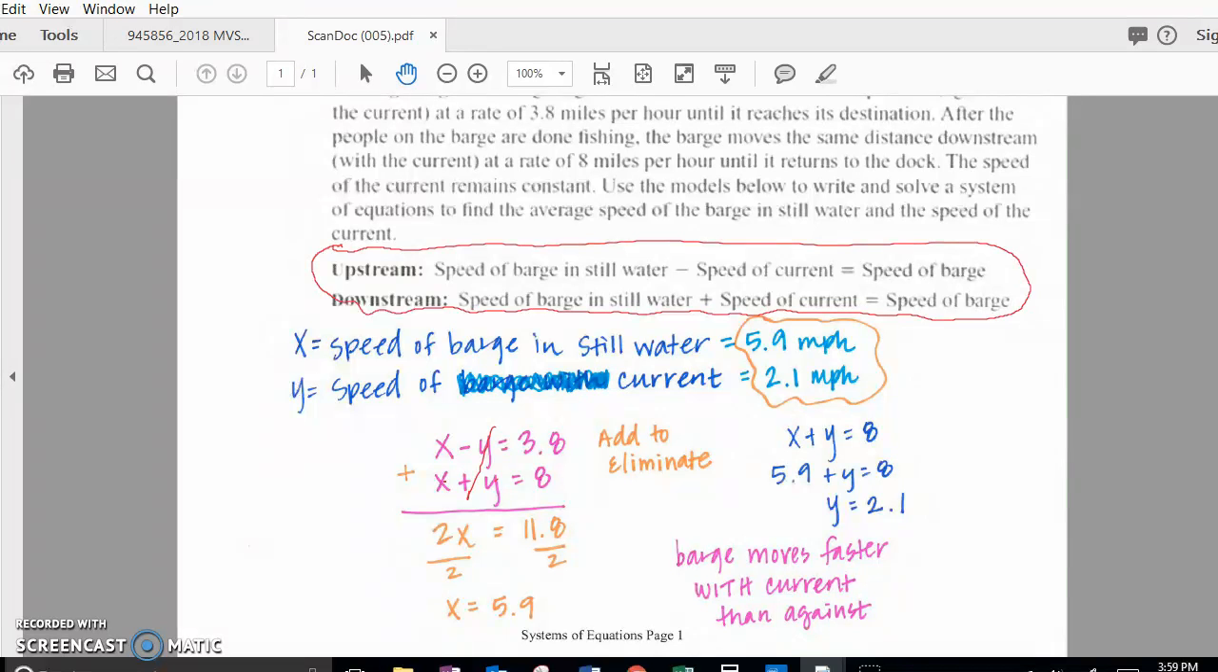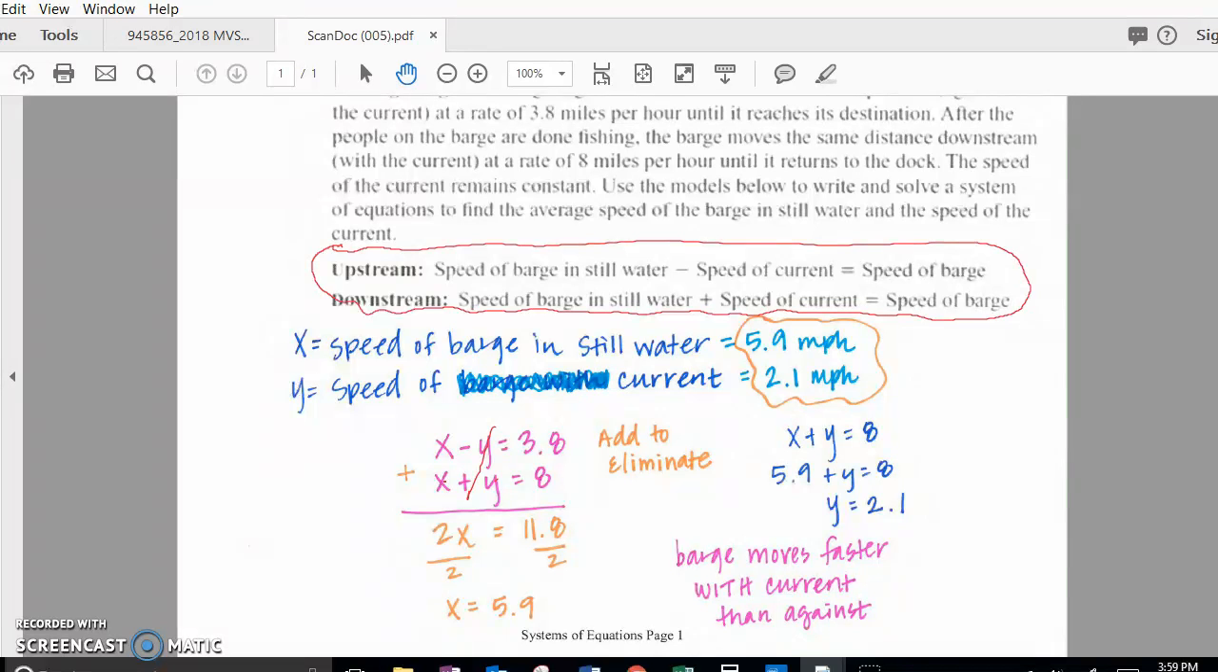That means that the speed of the barge in still water is 5.9 miles per hour. Now remember, when they work together it goes 8 miles per hour. So you can subtract the 5.9 from 8 or plug it back in for x and solve for y, either way, and y is 2.1. After I subtract 5.9 from 8, the answer is 2.1. So the speed of the current is 2.1 miles per hour.